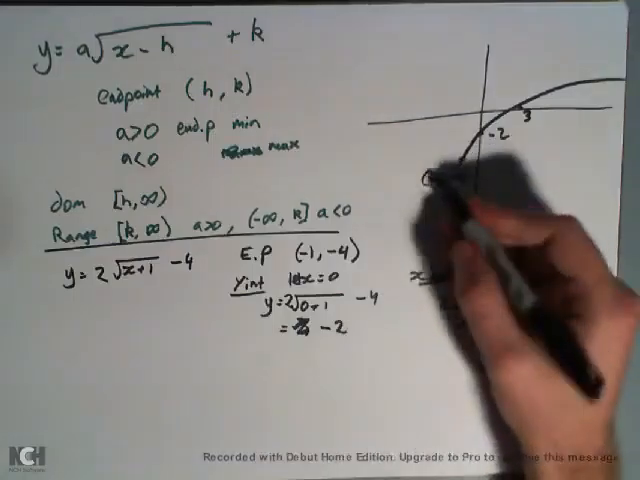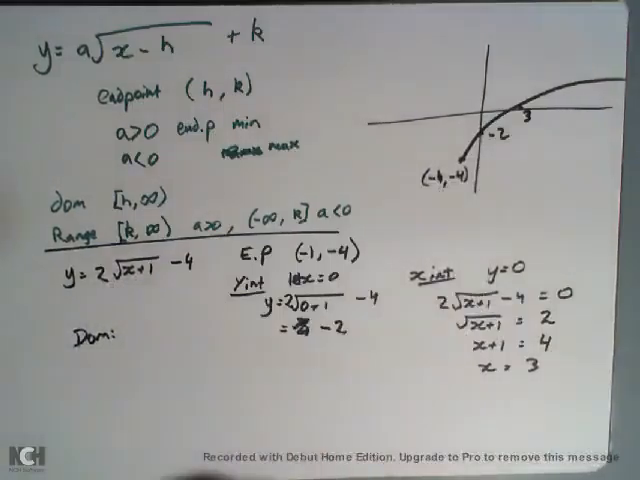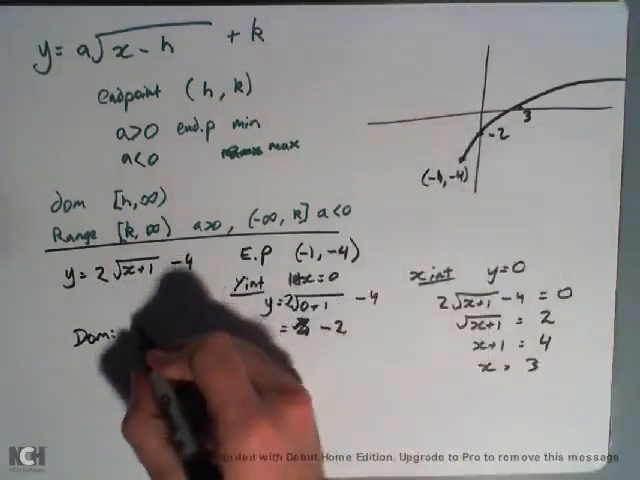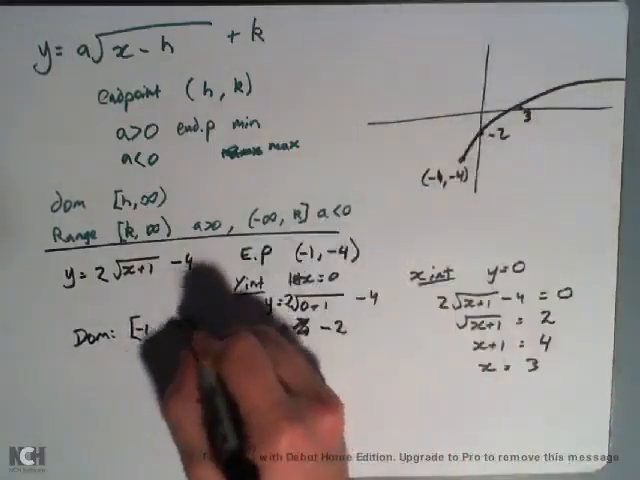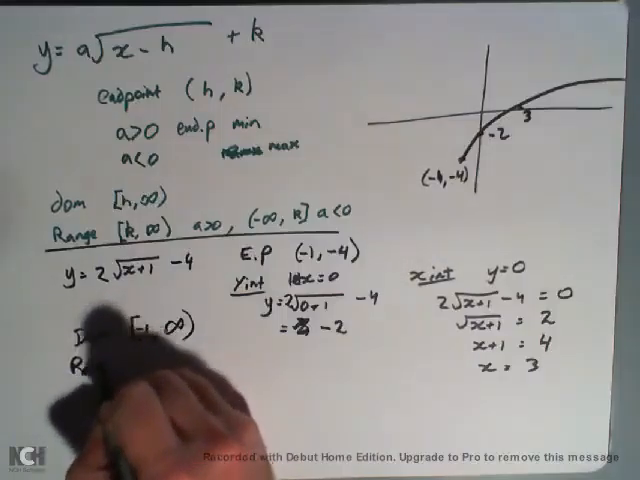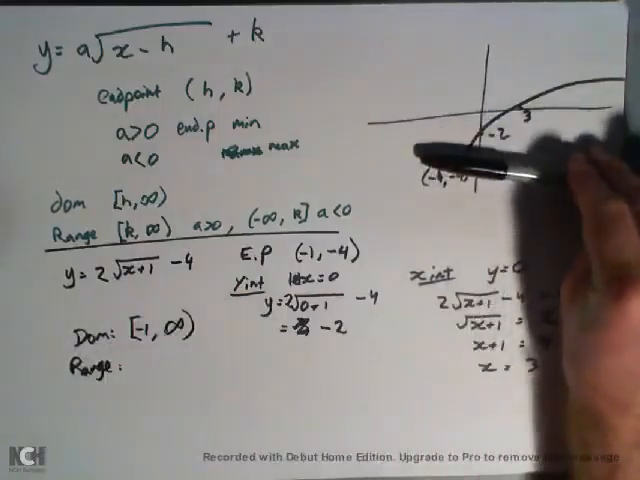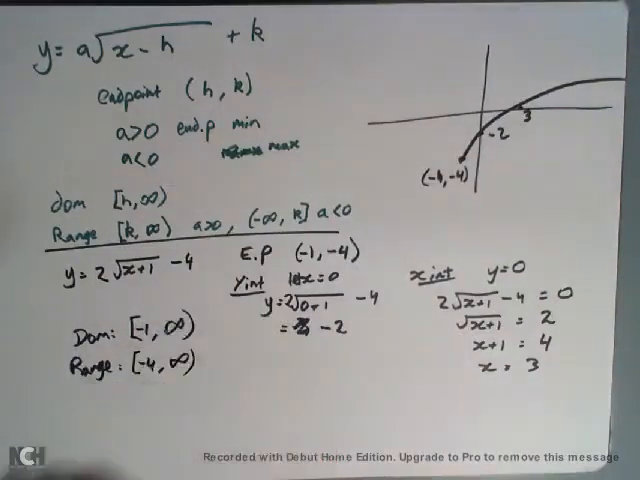Okay, domain. Where's my domain? Well, I start at minus 1, and I go on to infinity. Remember infinity with open bracket. Range. Start at minus 4, go up to infinity. So that's it for question 14a.